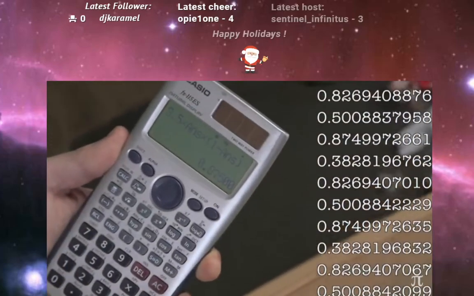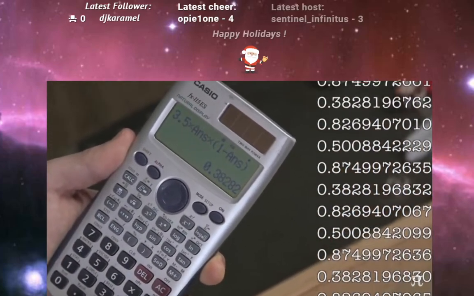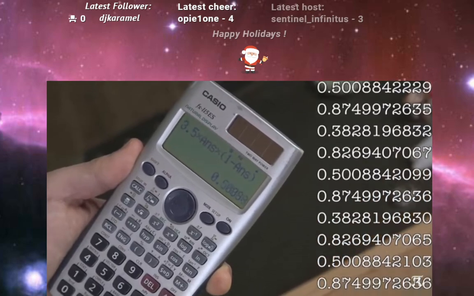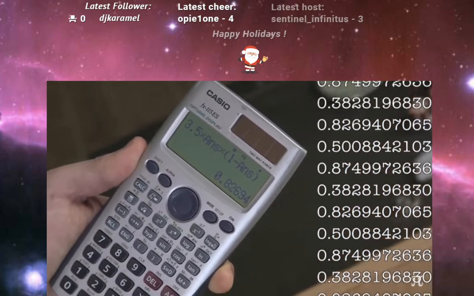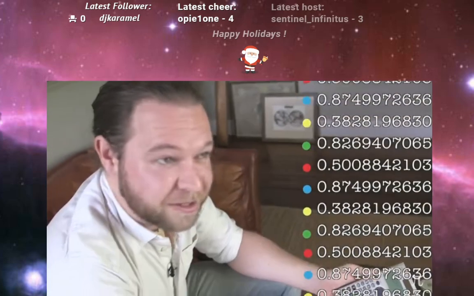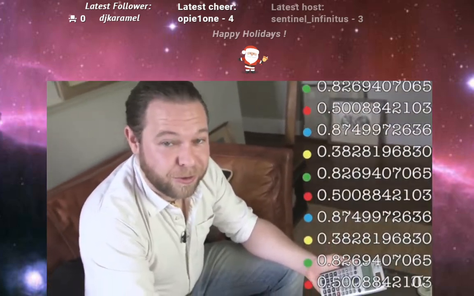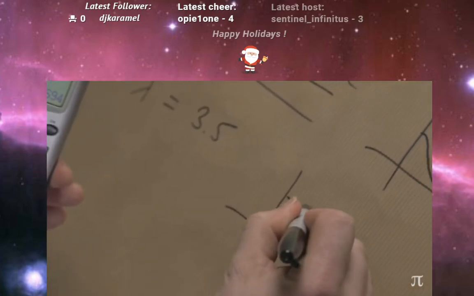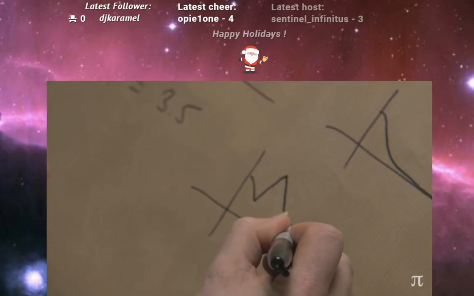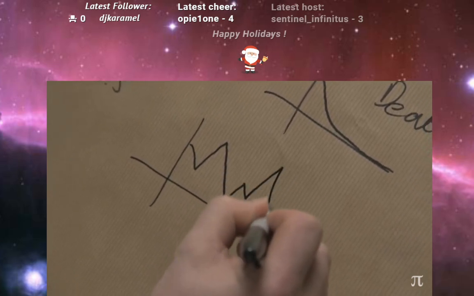We've got 0.5, 0.87, 0.38, 0.82, and then it repeats. Actually, it is cycling, but it's not 2. It's now 4. And so if I drew a graph of this one, this time it's going sort of down, up, down a bit further, up a bit further, and then down, up, down a bit further, up a bit further.